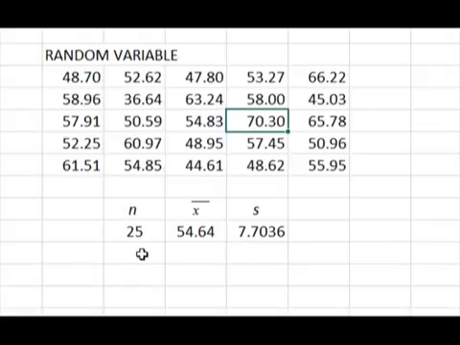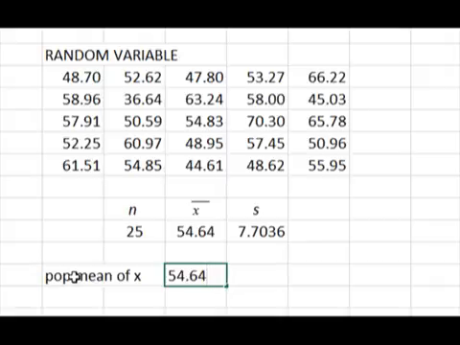Now, suppose we wanted to look at this sample of 25 observations of a variable that we'll just call x, and we want to know something about the population mean. We don't know what it is. If we had to pick a single number, you'd probably say, well, the mean of my 25 random values was 54.64, so my best guess is that the population mean of x is, give or take, probably about 54.64. However, I know that that guess, that 54.64, is probably wrong.